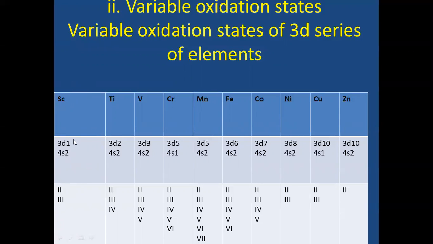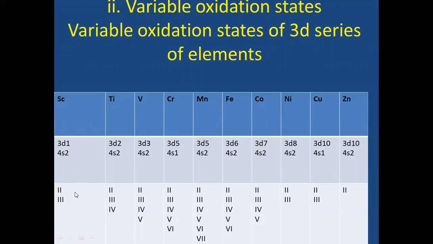But here you should remember we cannot easily remove this electron alone, that is, the electron present in 3d. But it is easy to remove these two electrons. Therefore, in the case of scandium, we have 2 and 3 as oxidation states, not 1. So this is in Roman letters.